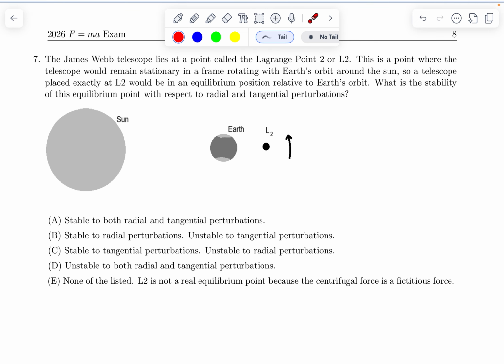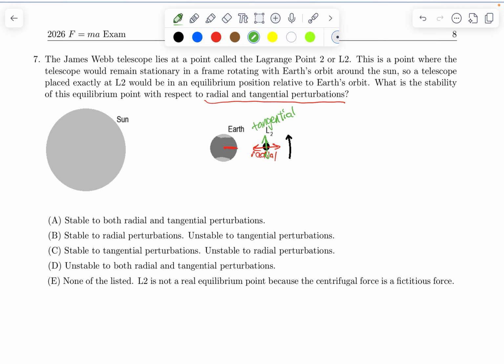Okay, so first of all, we need to understand what radial and tangential perturbations mean. You're expected to know these basic definitions: radial is along the radius. So Earth's radius is this way, right? This would be radial. And tangential is tangent to the direction of motion, so that's going to be in this direction. That is tangential.